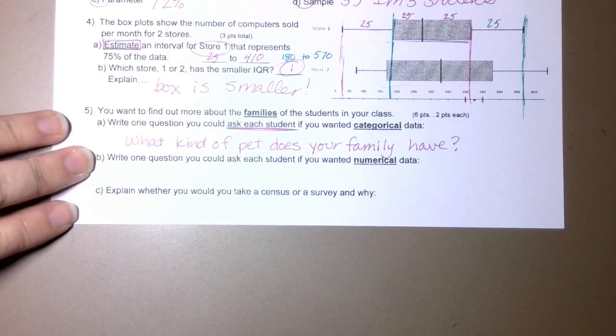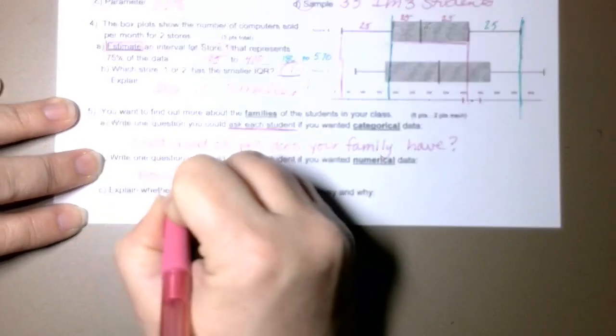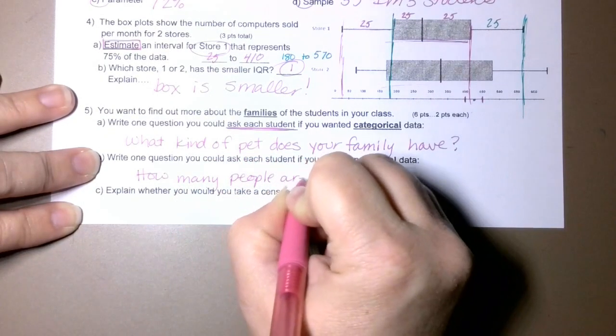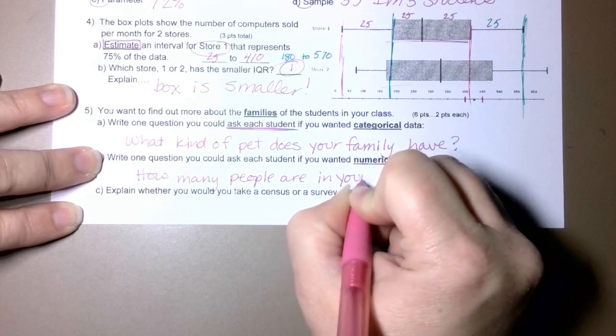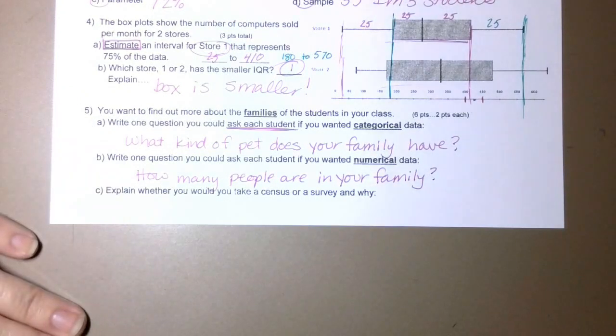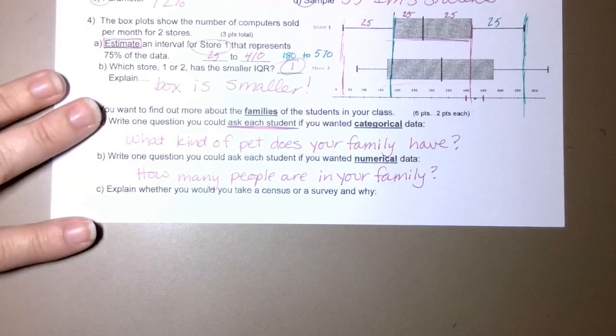Okay? If you wanted numerical data, most common one I saw was something like that. How many people are in your family? Now, if you were really giving a survey and actually wanting to collect data, you might want to be more specific than that because some people count their grandmas and their grandpas and their aunties and uncles and whoever else. You might want to say how many people live in your house or how many people are members of your household, something like that. You want to be specific about what it is you're trying to get.